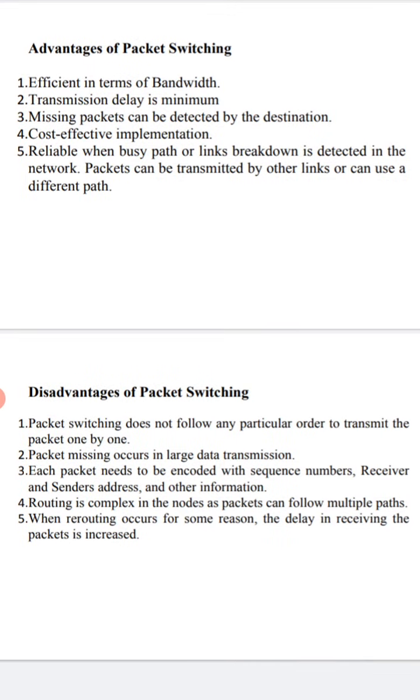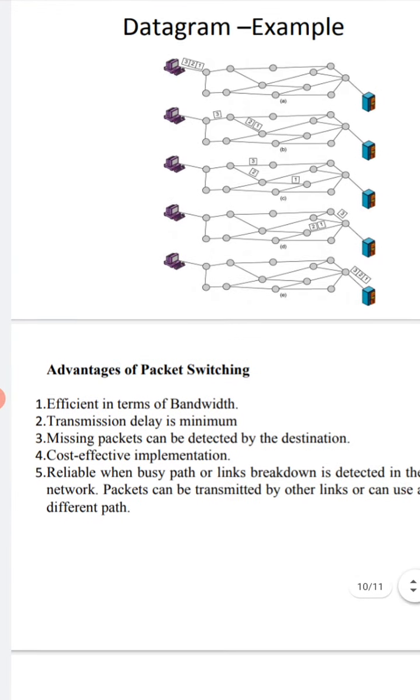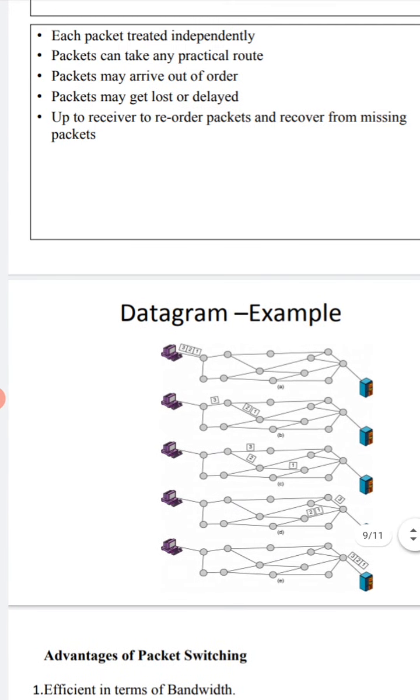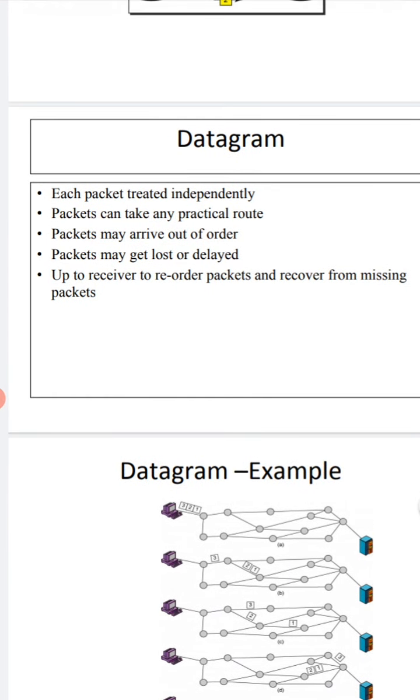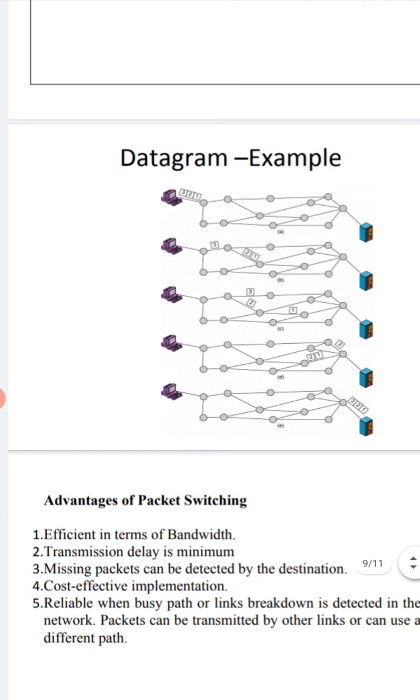So this is the datagram example. Under the packet switching network, there are 2 types of packet switching network: datagram network and virtual circuit network. In this class, we discussed only the datagram network. In the next video, I will explain the virtual circuit network.